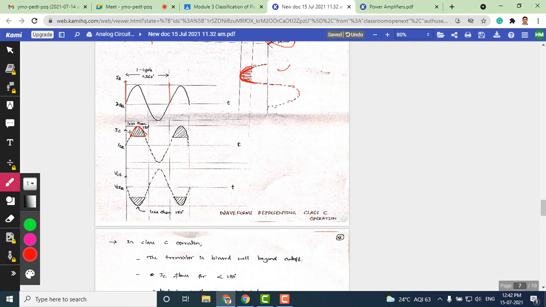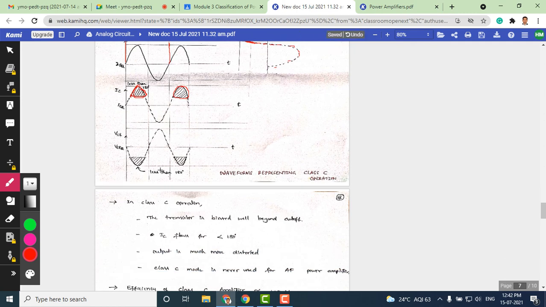You can see the collector current is flowing. But this dotted line shows that collector current is not flowing for the remaining cycle of the input signal. This is a replica of the input signal we have shown here, but collector current exists only for this portion.